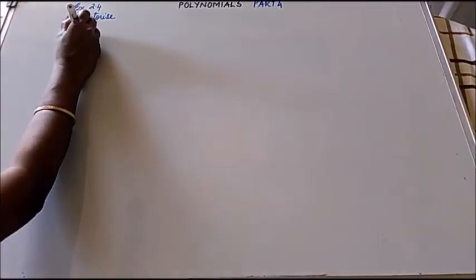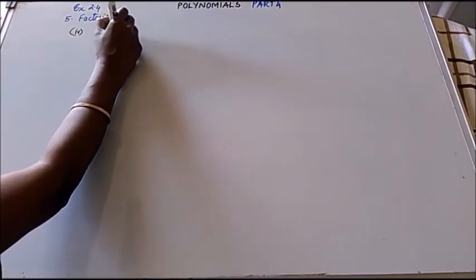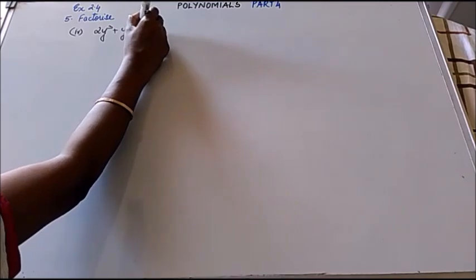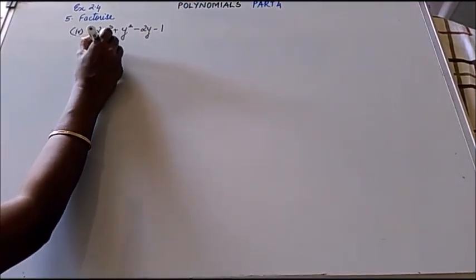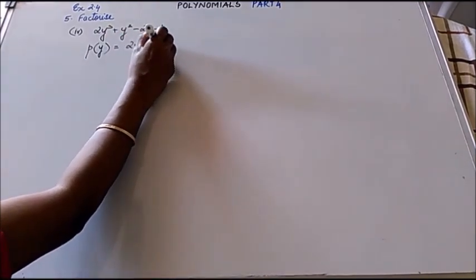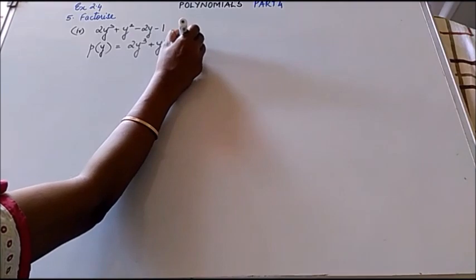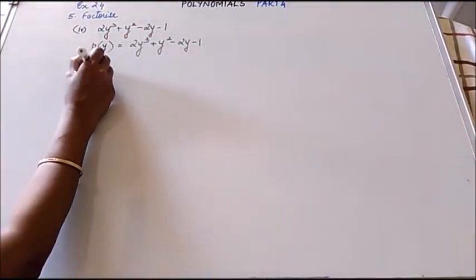The fourth question, factorize 2y cube plus y square minus 2y minus 1. Let us denote the polynomial by p of y. 2y cube plus y square minus 2y minus 1. It's a cubic polynomial, so we will be doing it by factor theorem.